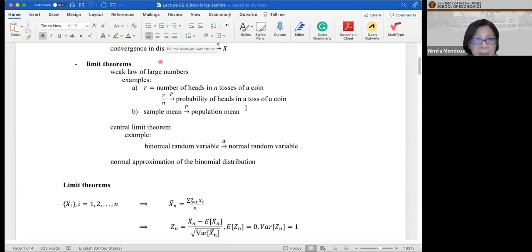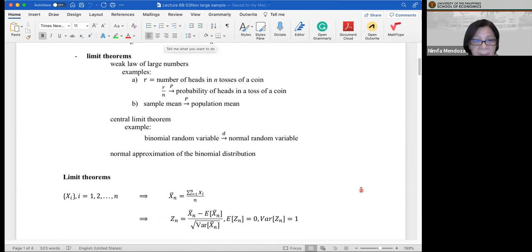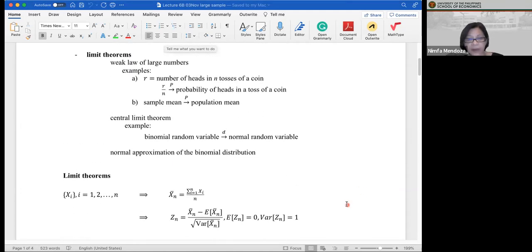So let's start with the weak law of large numbers. Let's lay out some notation first. We have a sequence of random variables, X sub i, i going from 1 to n, where n is the number of times you pick out an observation from the population.